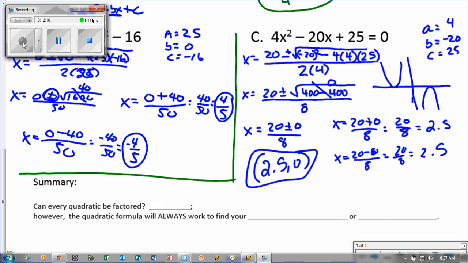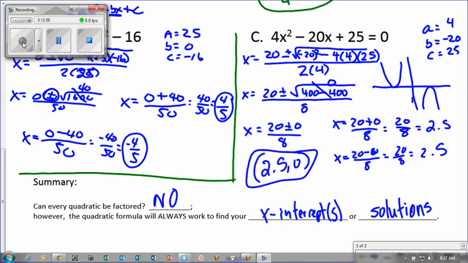So to answer our summary down below, can every quadratic be factored? No. That's why we have the quadratic formula. The quadratic formula is for a quadratic that cannot be factored. All right? However, the quadratic formula will always work to find your x-intercept or intercepts. I'll put the little parentheses here because sometimes we also call them solutions. Okay? So that is the quadratic formula.